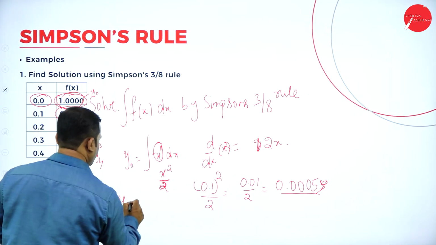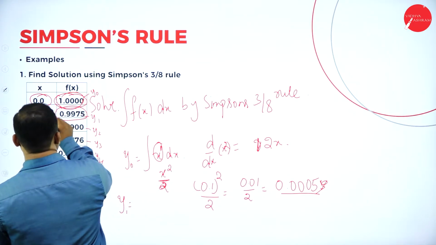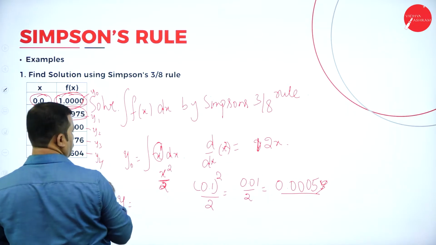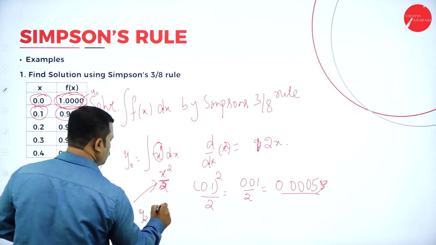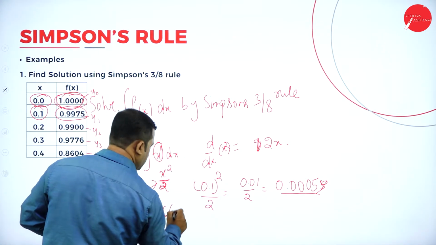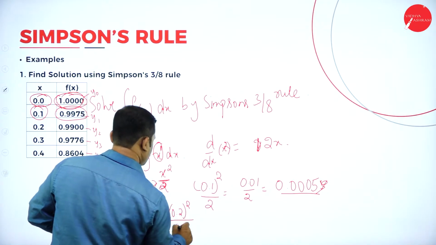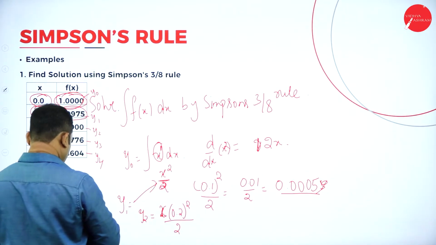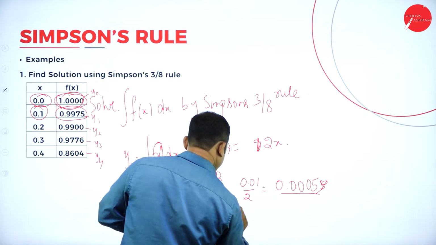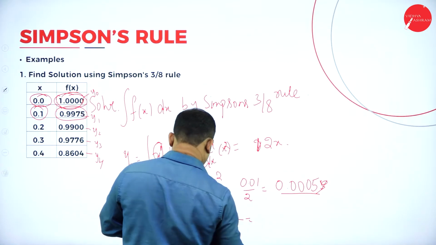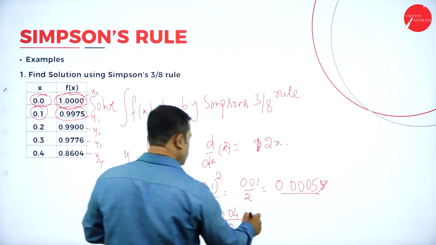Similarly, for y1, in place of x, what is the value of this? That is for y1. What is the value of y2? That is y2 equal to 0.2 whole square divided by 2. 0.2 whole square is equal to 0.04 divided by 2. The answer divided by 2 gives me the value 0.02.